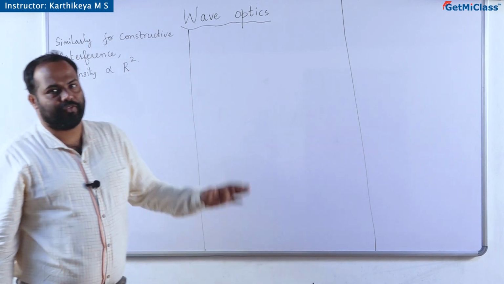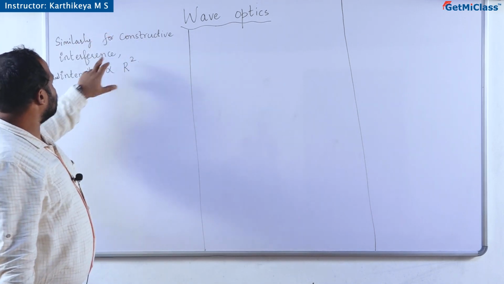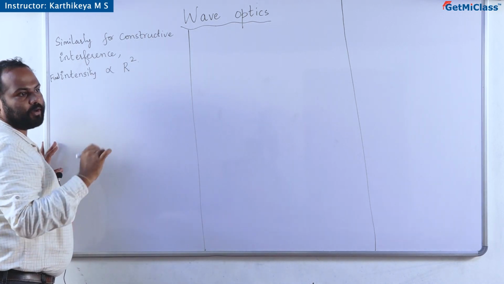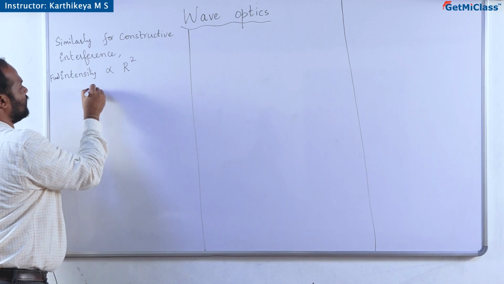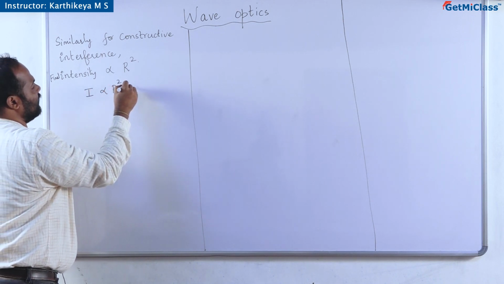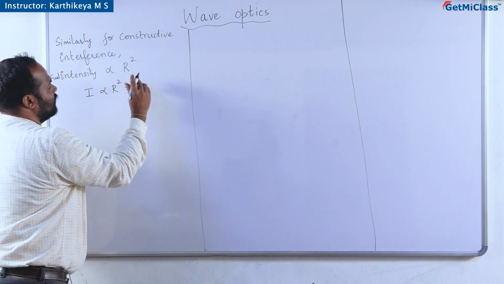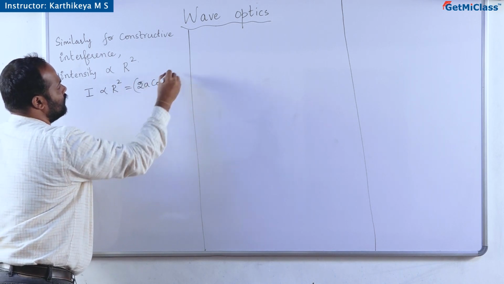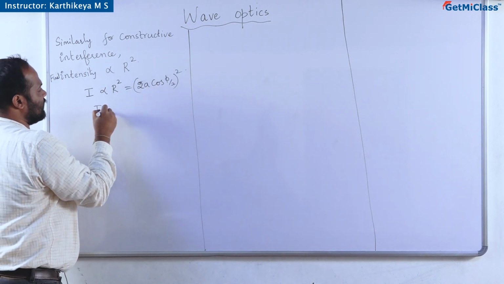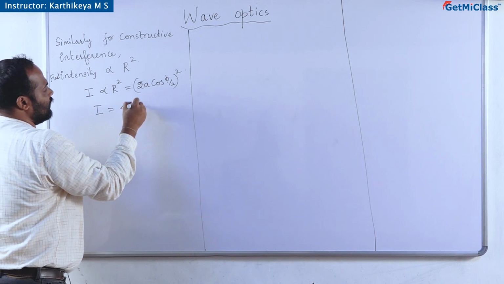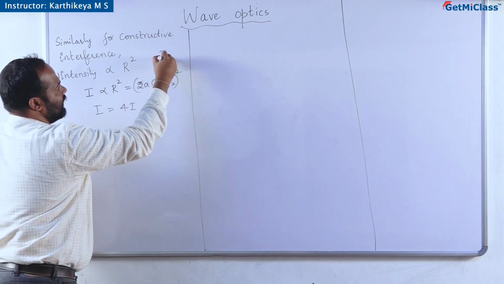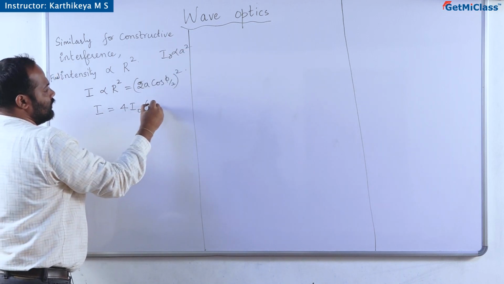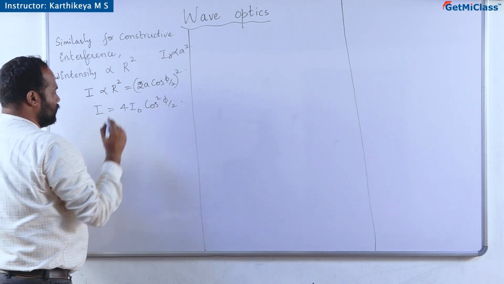Continuing on, in terms of intensity, for constructive interference, the final intensity is proportional to the square of the amplitude of the resultant wave. So I is proportional to R squared, where R is equal to 2a cos(phi/2), whole square. So intensity is 4a squared, where I naught is proportional to a squared. So this is I naught cos squared (phi/2).